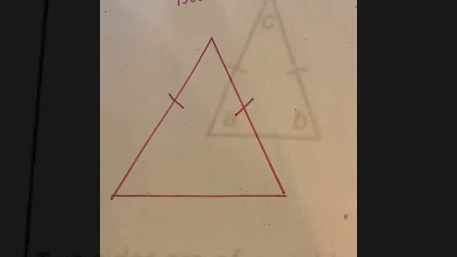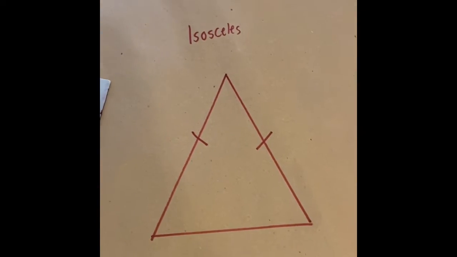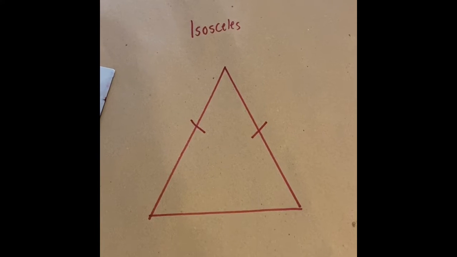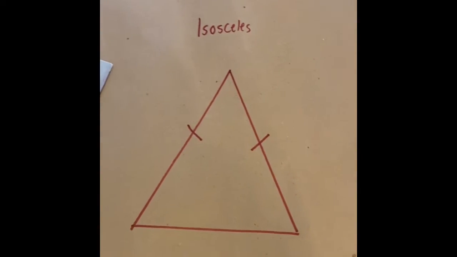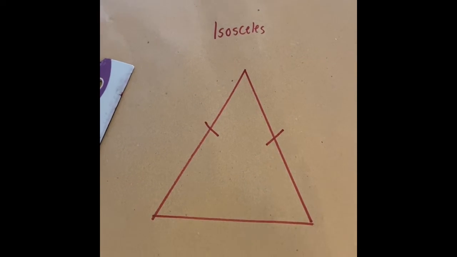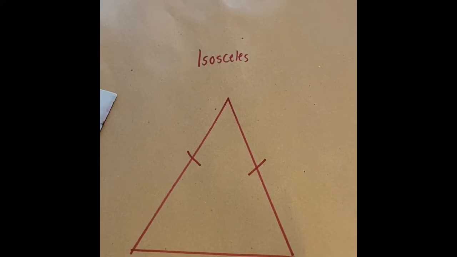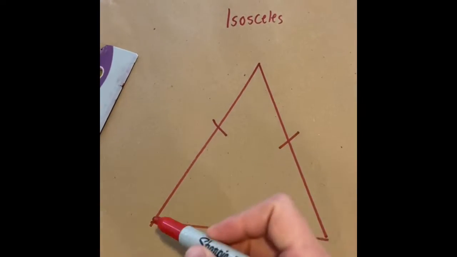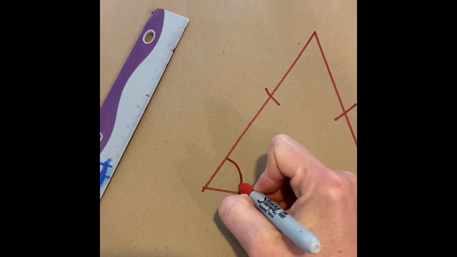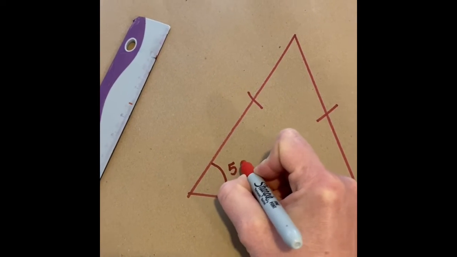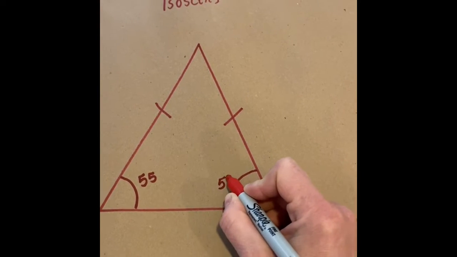The triangle we're going to talk about is an isosceles triangle. And an isosceles triangle is a triangle where two sides are the same. That's what these two lines indicate right here, that those two sides are the same. And the interesting thing about an isosceles triangle is that if those two sides are the same, then the angles that are directly underneath them are also the same. So for example, if this right here was 55, then this angle right here is also 55.